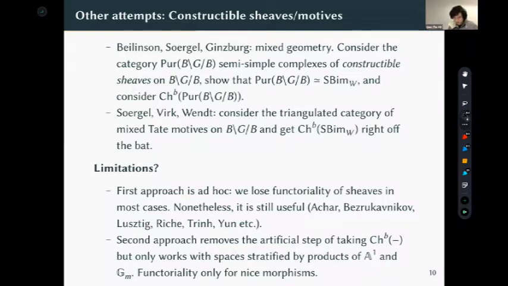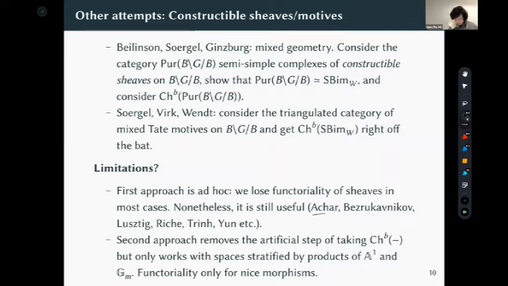was immensely successful, and it was used by many people, Achar, Bezrukavnikov, Lusztig, Riche, Chen, and Yun, and proved many great theorems. Because luckily, a lot of objects in representation theory do have nice stratifications, and you can kind of leverage that. But it turns out that the objects that we care about that are related to knots don't have these nice stratifications. Okay, so back to the second approach by Soergel and Wendt.